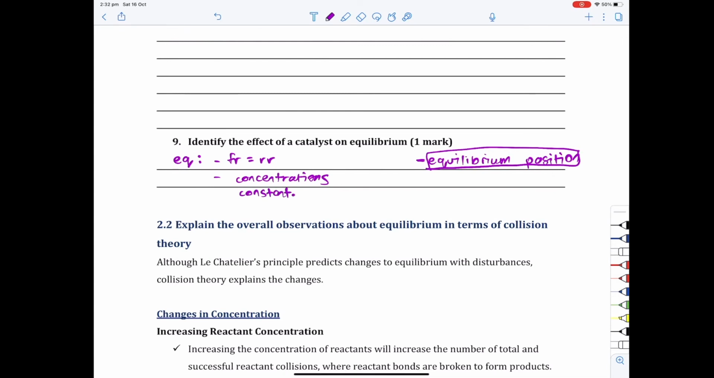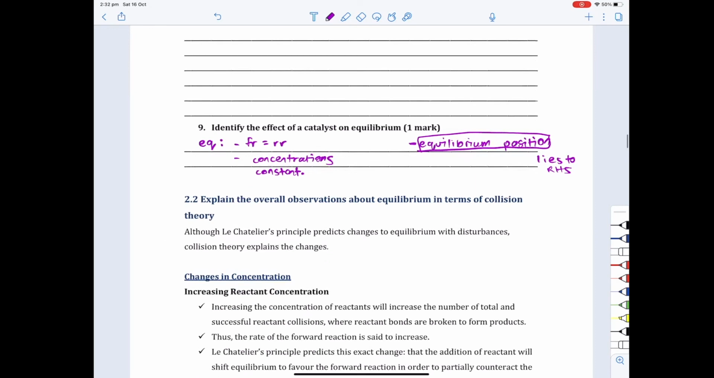Concentrations are constant. When we say the equilibrium position lies to the right-hand side, all that means is there is an increase. So think about this, A converting to B. If it lies to the right-hand side, this equilibrium position, all that means is it's in equilibrium. So the forward reaction rate is equal to the reverse reaction rate. But we have a large amount of product relative to reactant. That is what it means when equilibrium position lies to the right. Is everyone with me?